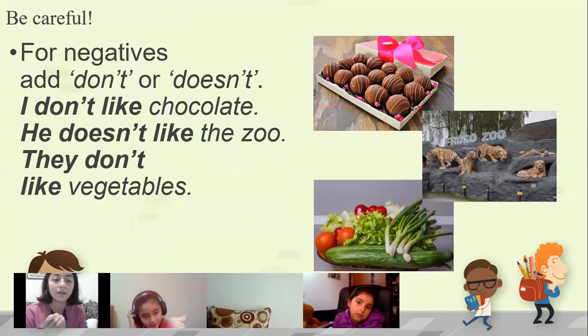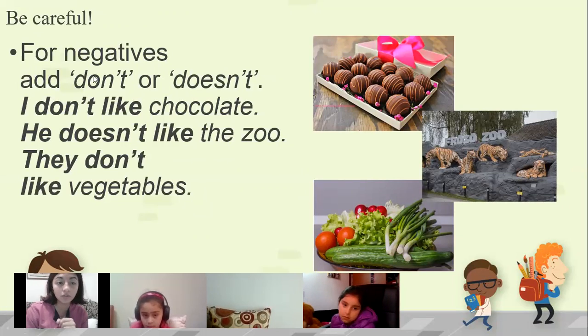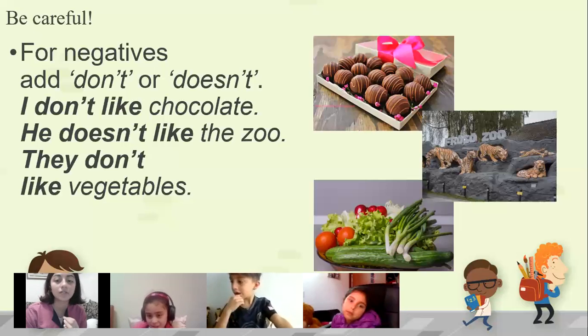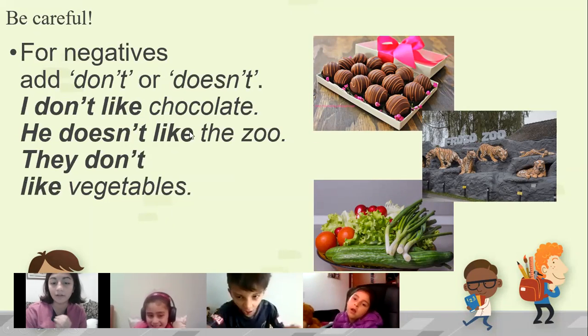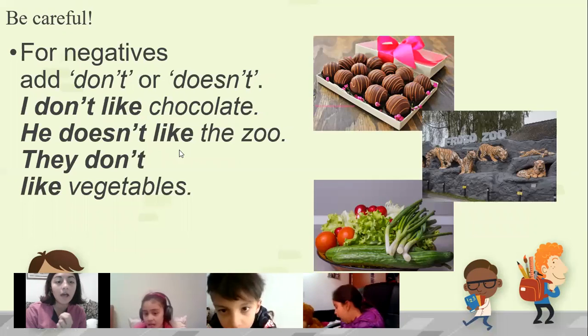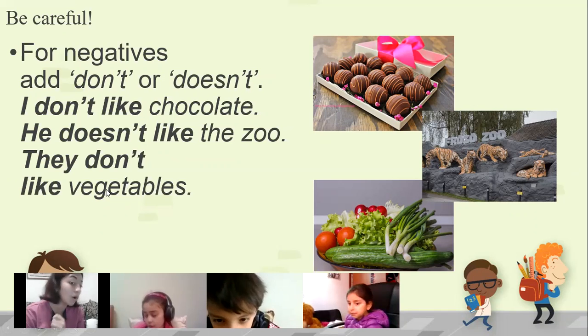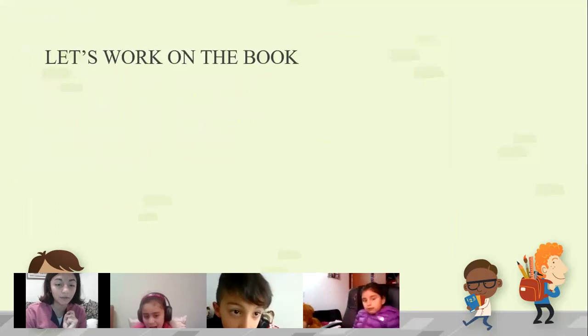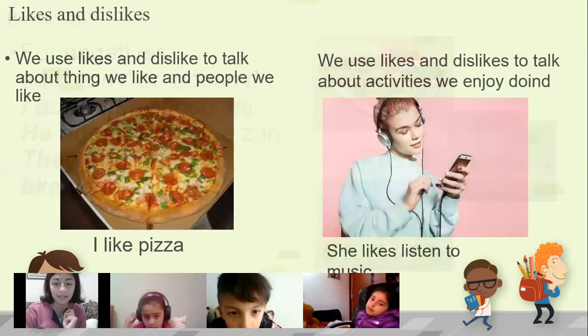So be careful, because for negative, para hablar negativo, we add, nosotros agregamos, don't or doesn't. Remember, doesn't is for third person, para tercera persona. What are the third person? She, ella, he, él, and it, que sería eso. Recuerden eso, remember that. So I say, I don't like chocolate, no me gusta el chocolate. He doesn't like the zoo, él no le gusta el zoológico. And they don't like vegetables. Ellos no les gusta, don't like vegetables, okay? So now we are going to work on the book. Tienen preguntas de esto? You have question of this?